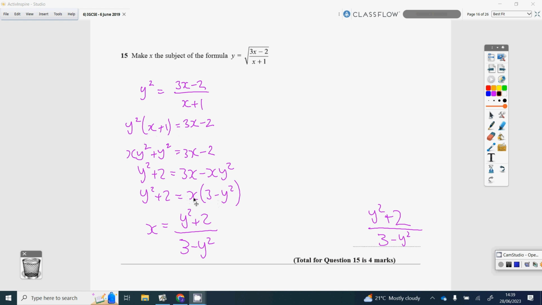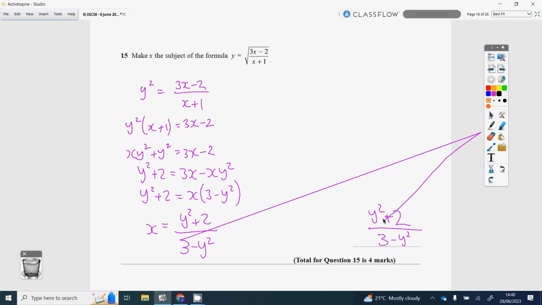So once I've factorized, I've got x times the bracket. I want x on its own, so I just undo the timesing by the bracket by dividing both sides by the bracket. I'm then left with x equaling y squared plus 2 all over 3 minus y squared. I don't need the bracket anymore, so I've just lost the bracket at that point. And that's my final answer, x equaling y squared plus 2 over 3 minus y squared.